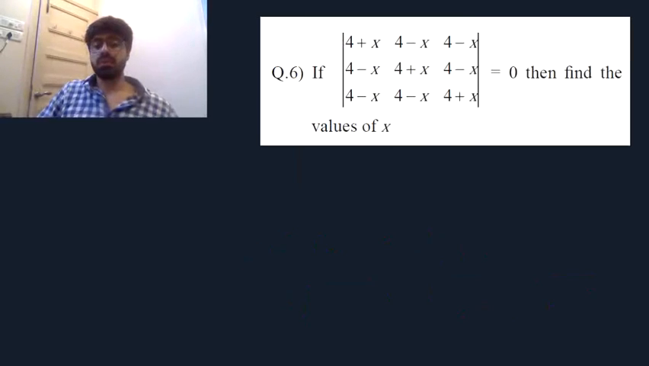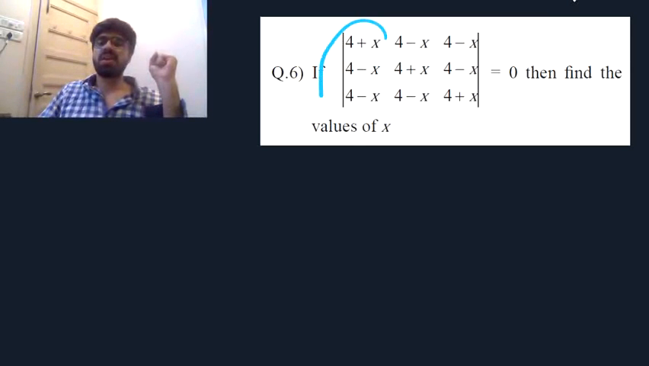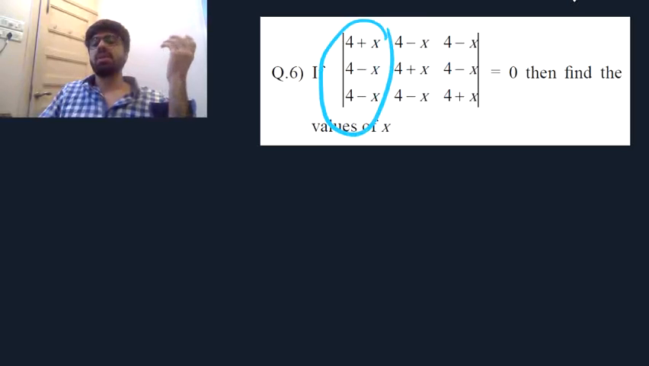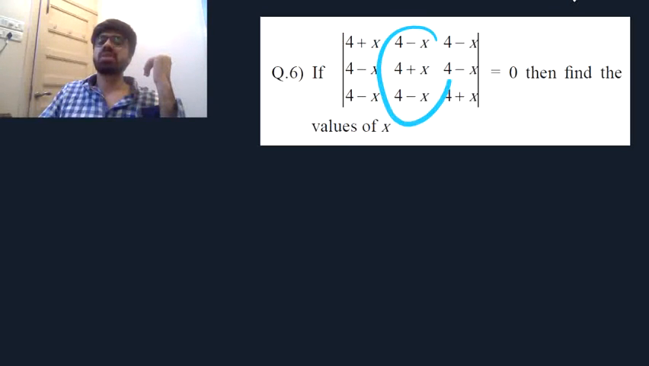Let's go ahead with the sixth question. Again in this question we have to try to eliminate as many x terms as possible. That wouldn't be very easy like the previous question that we had done. It will be a little trickier than the last one, but definitely it's not a very difficult question also. So let's try going for C2 plus C1 and C3 plus C1.